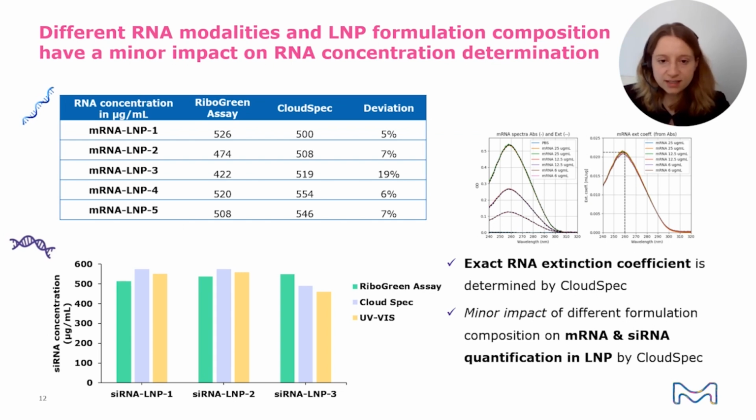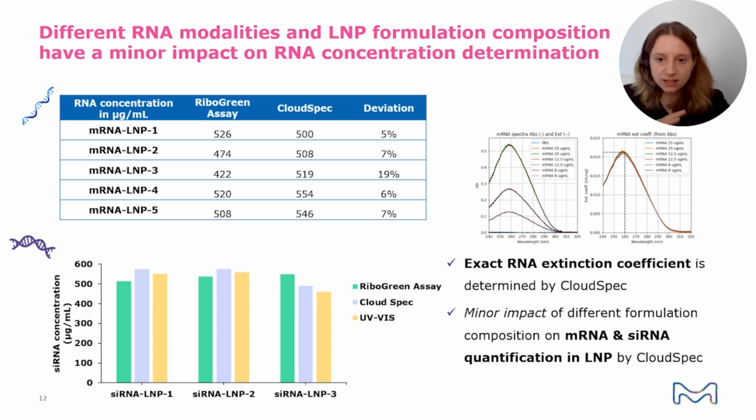Then we further tested a variety of different formulations. Today I only show some examples here. On one side, we manufactured different mRNA-loaded LNPs with different ionizable lipids within the formulation. And we also manufactured some siRNA formulations, again with different formulation compositions. In both cases, we did a serial dilution of the RNA to determine the exact extinction coefficient, and this extinction coefficient was then used for the calculation of the RNA content.